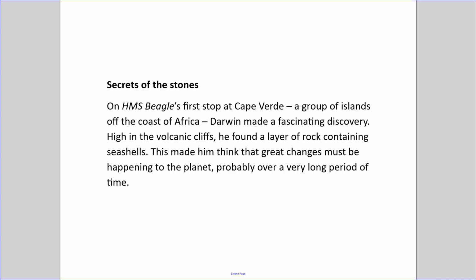Why is it strange that he would find seashells high up in the cliffs? Where would you normally expect to find seashells? I'm normally expecting to find them quite down low, like next to the beach where the sea is. So he's thinking, that's strange. How have they managed to get all the way up here? Because seashells don't grow legs and walk.